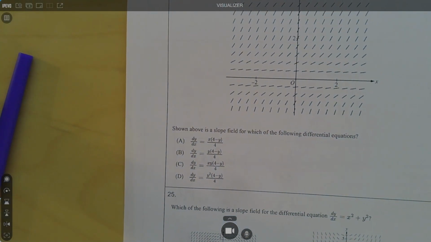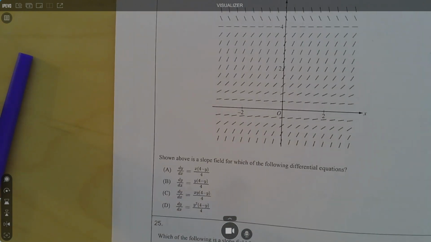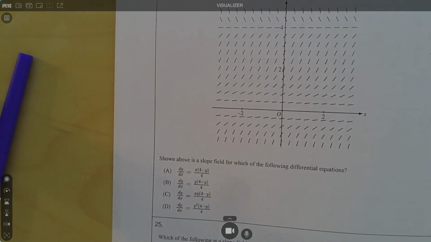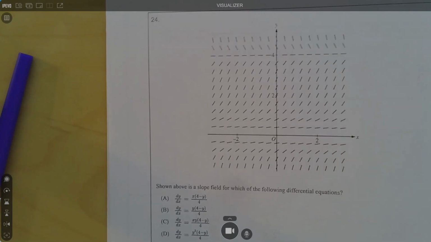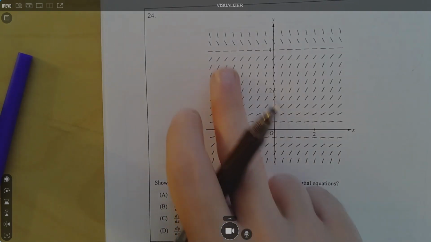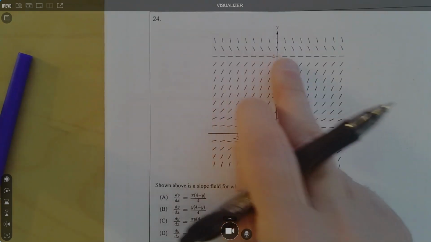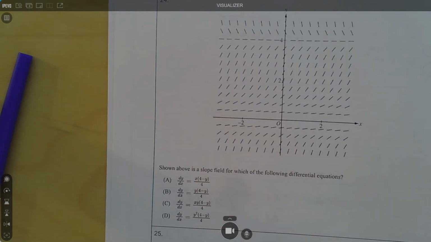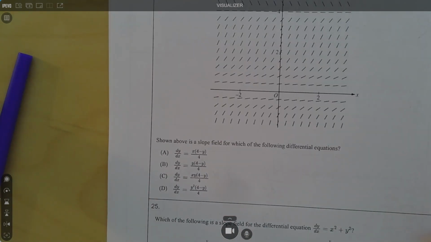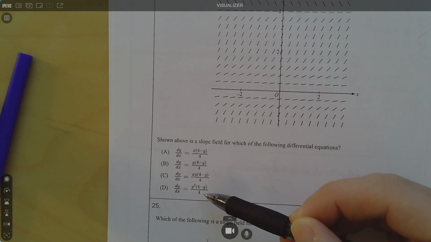Some slope fields now. Which one of these is a slope field? Well, let's have a look here. Something you want to look for when you look at slope fields is any patterns. Something I noticed right here is it's 0 all around 4, which means when I plug in a 4, I should get a 0. That's a good thing to check first. So let's make sure. Yeah, I'm going to get 0 whenever I plug in a 4.